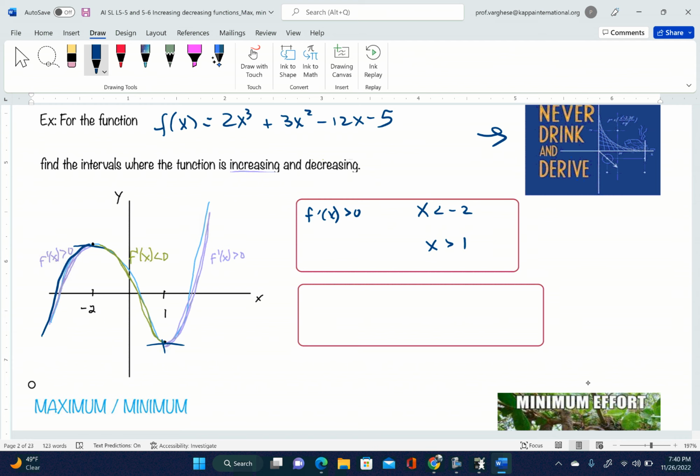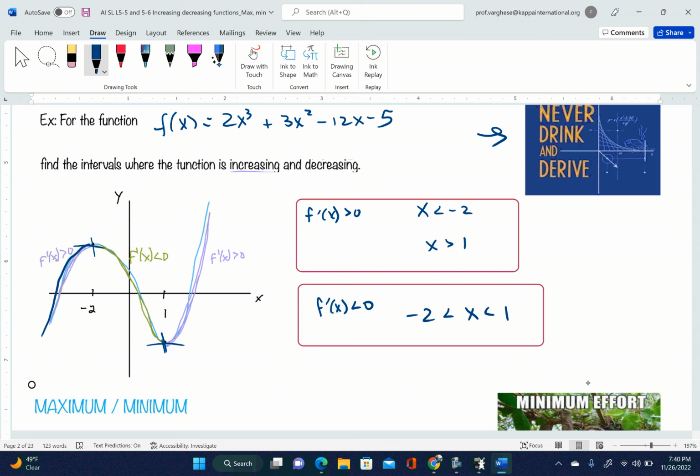Okay. Perfect. So for the next one, for decreasing, this is where f prime of x is less than 0. So we can see from -2 to 1, x is in between those two numbers.